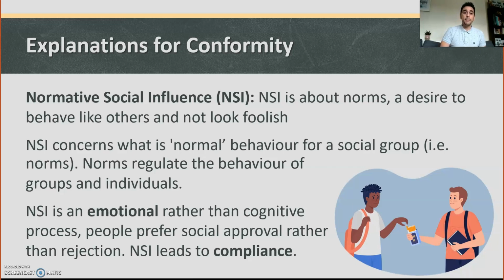So, informational social influence is doing what you think is actually correct. I don't know the answer. The answer is quite ambiguous. I'm going to go with what the group thinks because I think that the group is correct. Normative social influence is not about what you think is correct. You're doing what the group is doing because you don't want to stand out.